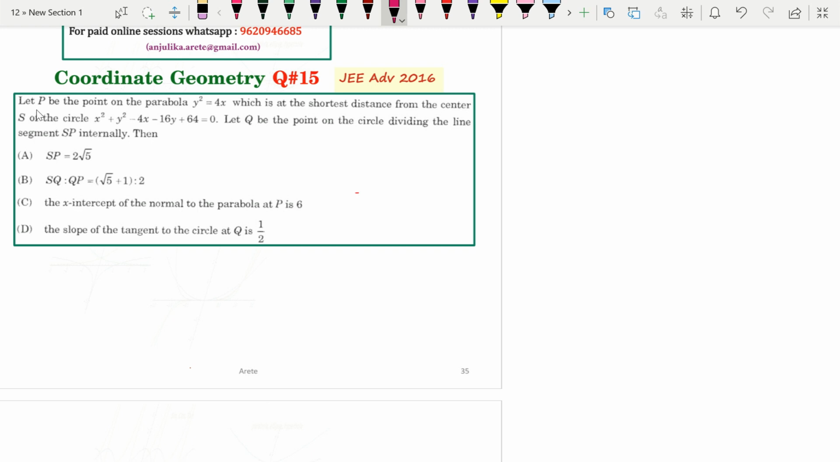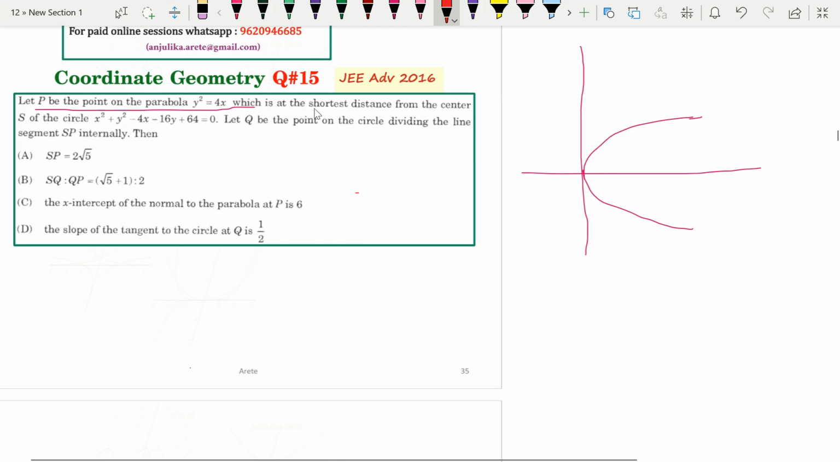Let's see this question. P is the point on this parabola such that... okay, so first draw the parabola and then we will check out what is that point P they are talking about, which is at the shortest distance from the center of this circle. So first of all, what is the center of the circle?